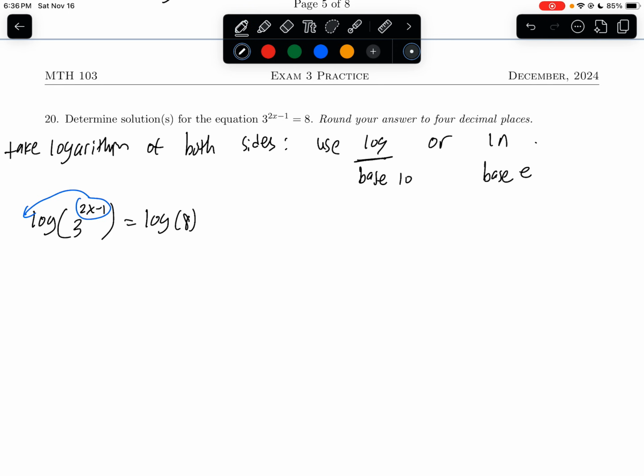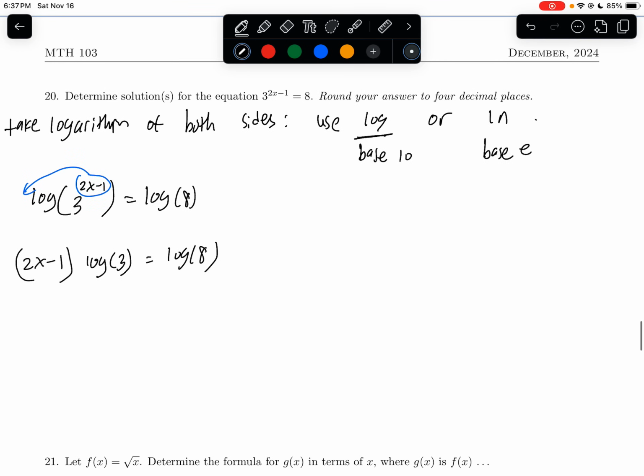If there was something else in front of the 3, that can't be done. But it can be here because it's not there. And so then what we're left with, using the logarithm rule, is 2x minus 1 times the log of the base that's left over, which is log 3, equals log of 8. Now, these are just numbers. This is a linear equation. There's only one instance of x.